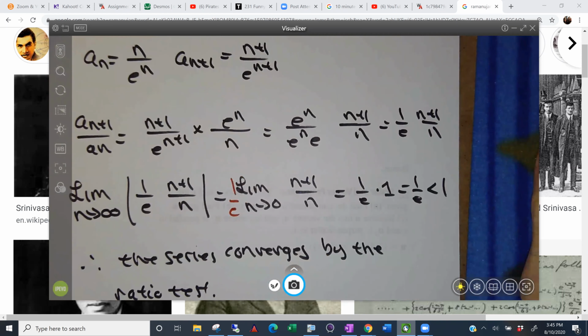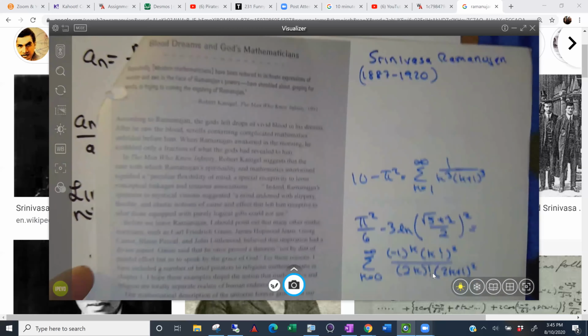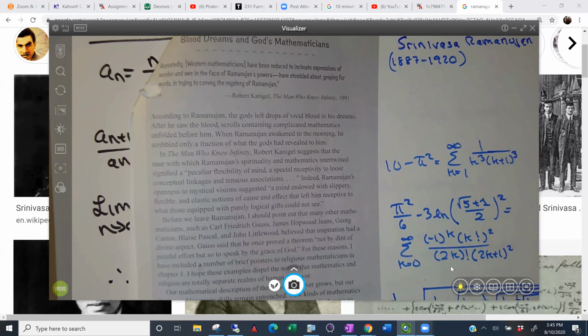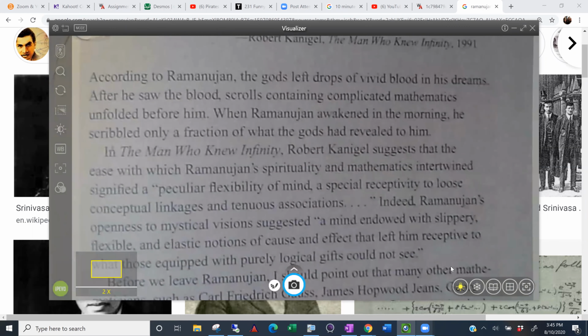Okay, that's it for the root test. Any other follow-up questions on the root test, or on Ramanujan? He had a unique quote about how he came up with all his series. He came up with books full, tons of them. And it says Ramanujan said that the gods left drops of vivid blood in his dreams after he saw the blood scrolls containing complicated maths unfolded before him.